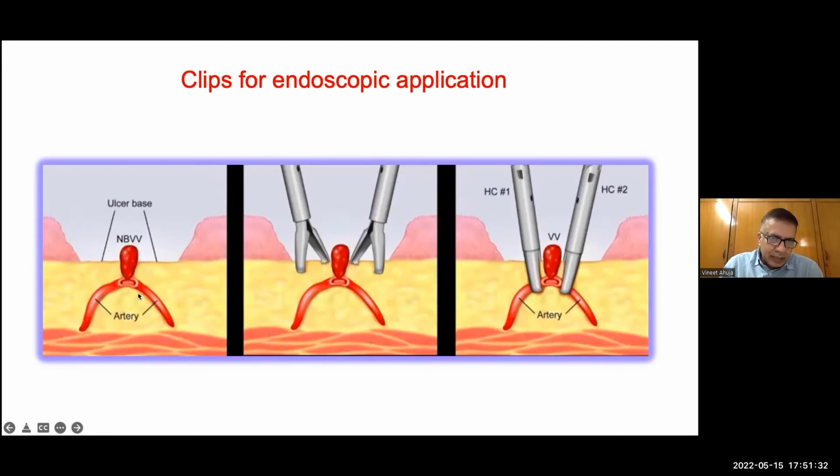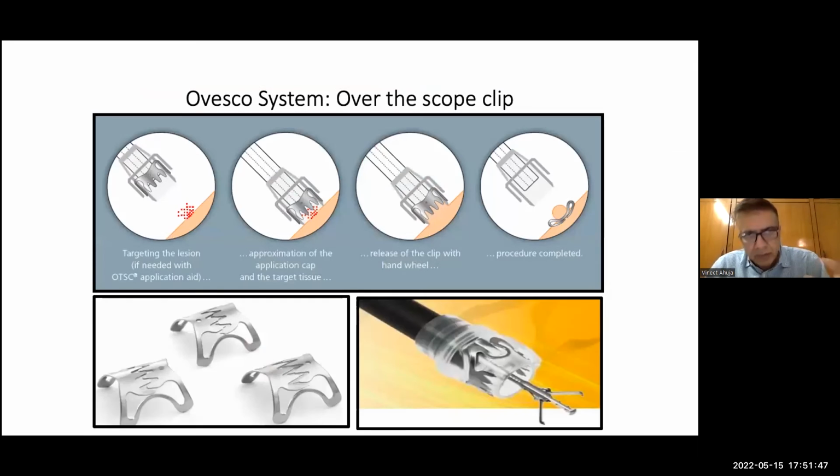Then you have clips, which can be applied around the ulcer base of the artery. This is an artery, there's a breach in the mucosa, and there's a non-bleeding visible vessel which can be seen. This is the ulcer base. If clips are applied on the artery, as a result, the chances of rebleed obviously go down because that area gets occluded. If there are very large vessels or very large ulcers, then you can use over-the-scope clips, which are much larger than the regular clips.